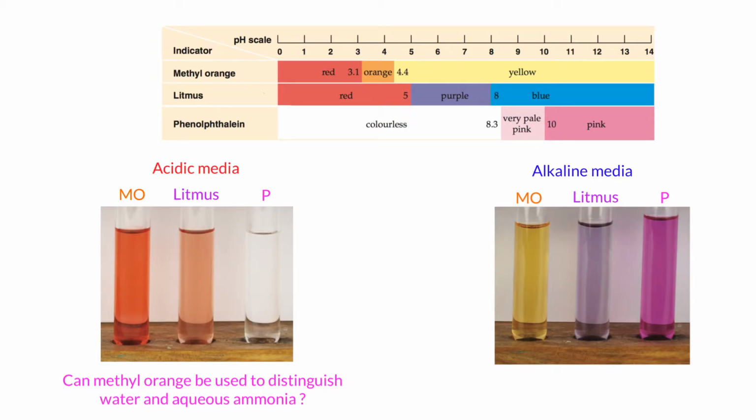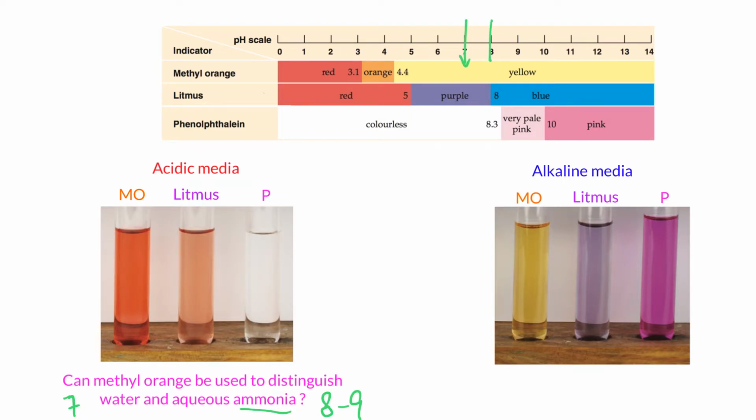From here, if you're given methyl orange, can it be used to distinguish water and ammonia? For water, if it's distilled water, the pH should be 7. But ammonia is slightly alkaline, so maybe pH 8 to 9. So check for methyl orange: for pH 7, the color will have to be yellow.